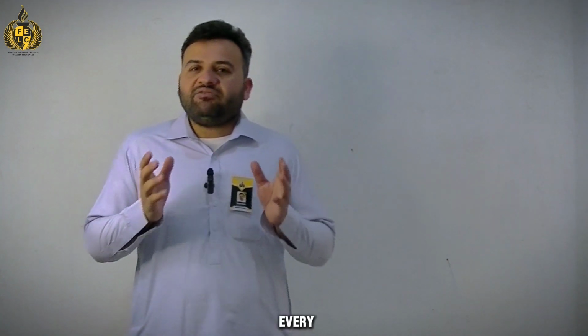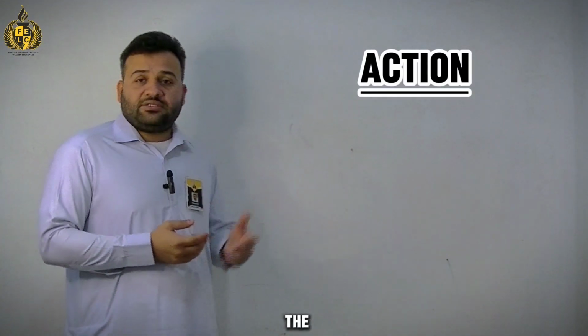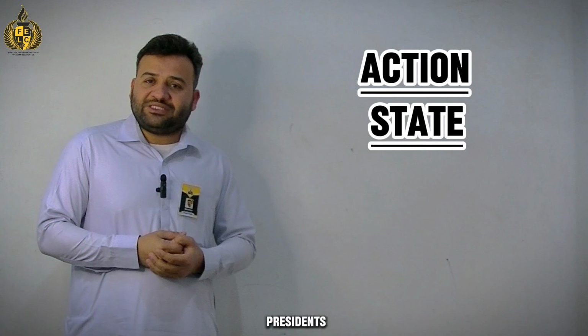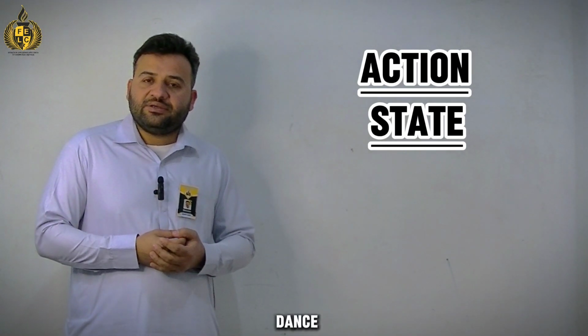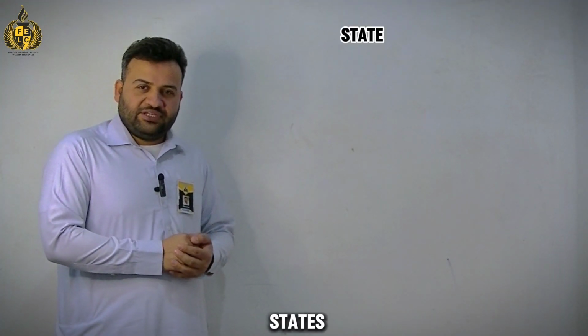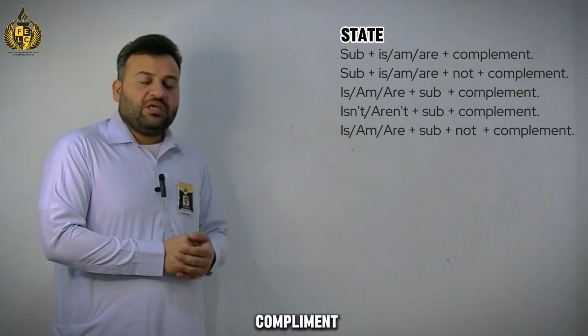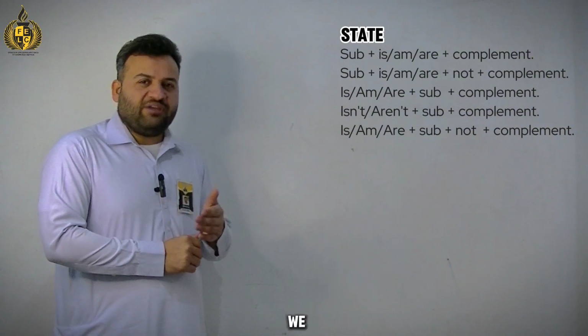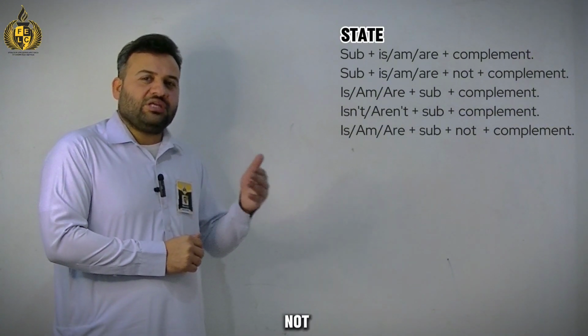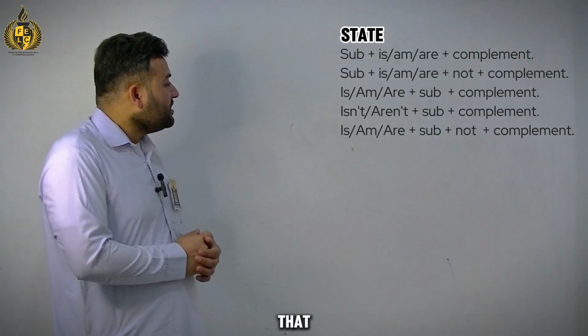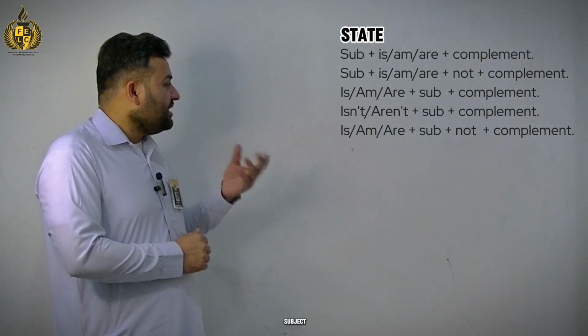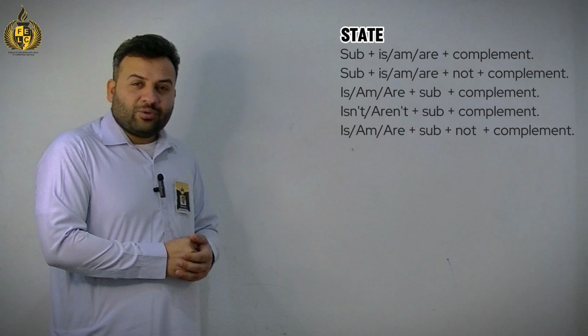As I told you in all of my videos, every topic has two sides. The side that we have learned was the action side. Let's learn the state side of the simple present tense or present indefinite tense. Let's learn the structures of state. First we have to use the subject, then is, am or are, then the complement. The negative structure is first the subject, then is, am or are, then not, then the complement. And in the interrogative structure, first we will use is, am or are, then the subject, and then the complement, and then a question mark.